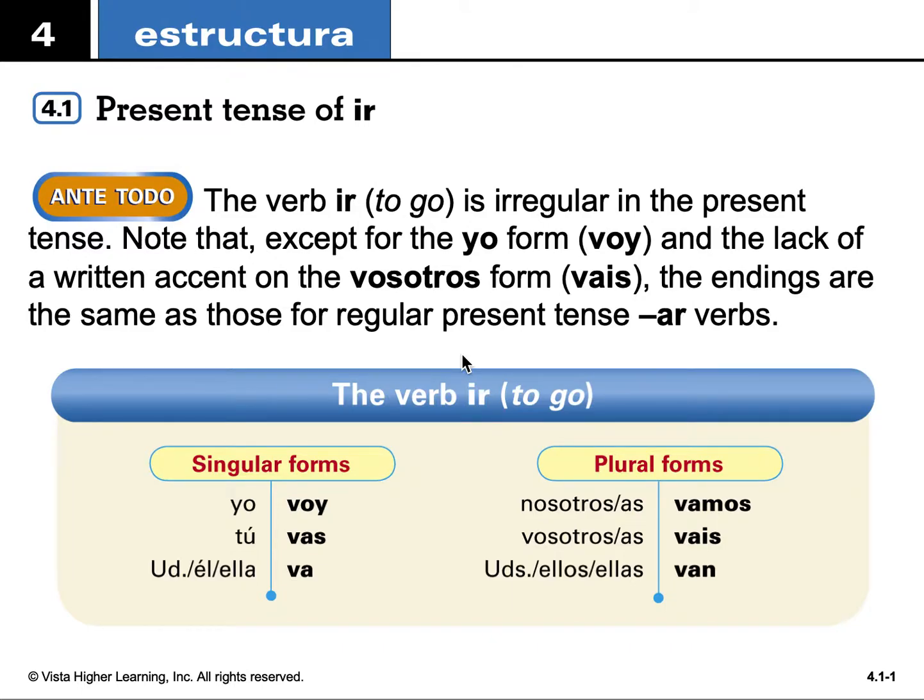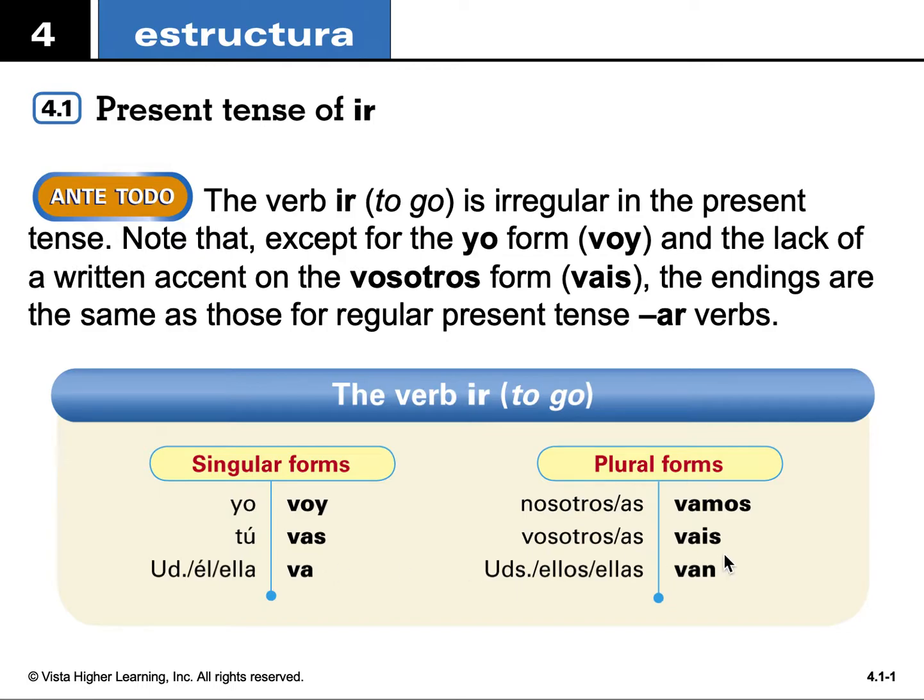Estructura 4.1, present tense of the verb ir. The verb ir is to go, and it is irregular in the present tense. Note that except for the yo form, which is voy, and the lack of a written accent on the vosotros form, vais, the endings are the same as those for regular present tense AR verbs. So here are the conjugations to memorize.